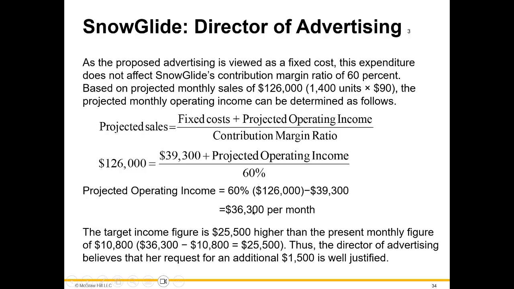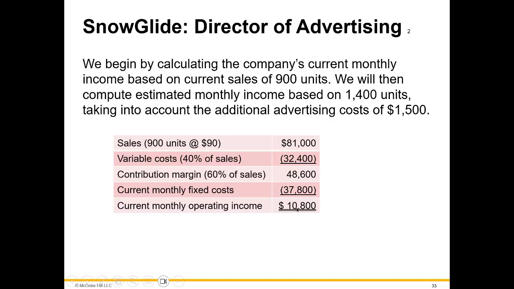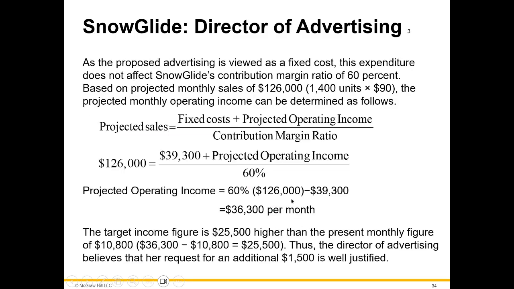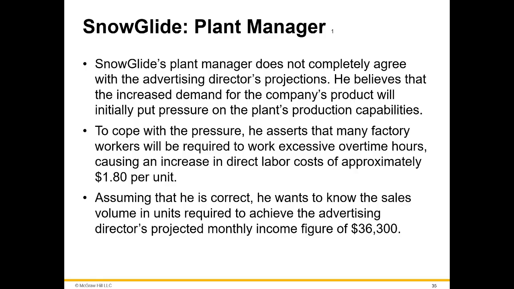So 36,300 less our base case of 10,800, and so we can see that there. So the director of advertising believes that her request for an additional $1,500 is well justified, and we can see that by the projected operating income. Okay. Not surprisingly, the plant manager says, I think increased demand will put pressure on the plant's production capabilities.